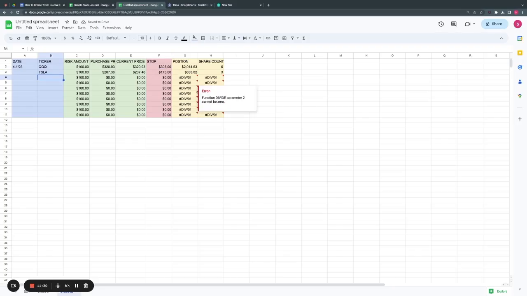Now we can see that we'd have a position of $638.82. Share count would be 3, and you'd be risking $100. So if it hit that stop, you could sell, and it would be a loss of $100. This is really the ease of how to be able to use a trade journal.